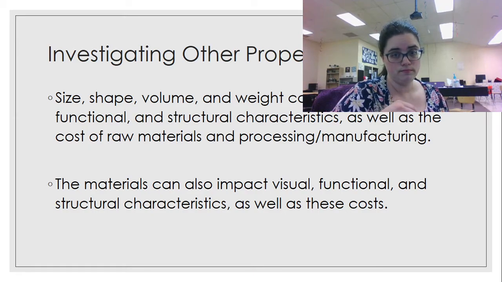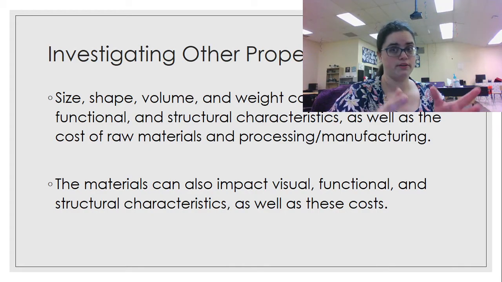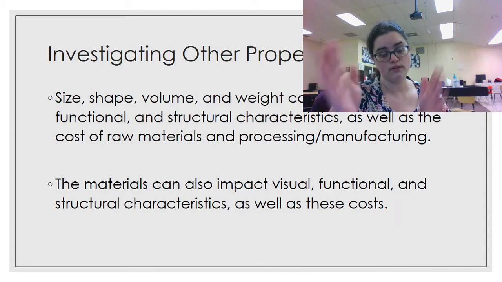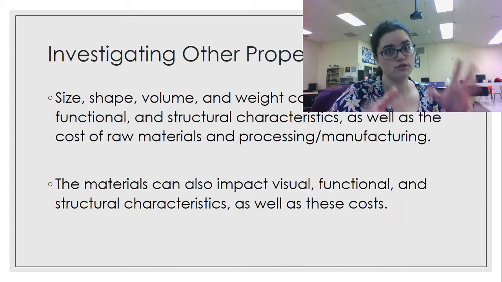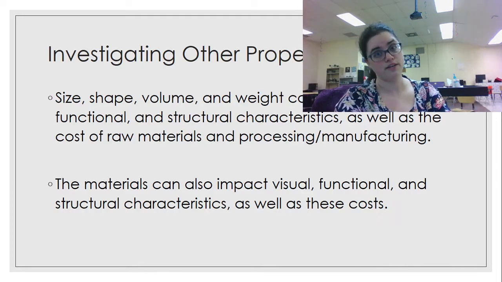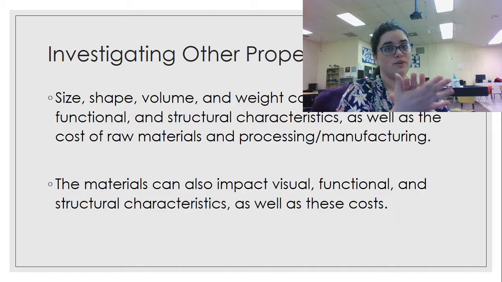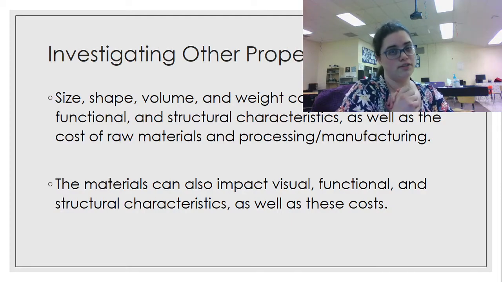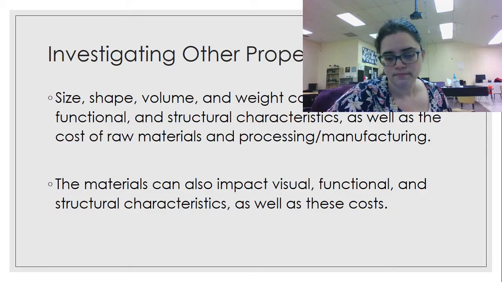So when you're thinking about making a product, the size you make it, the shape, the volume, the weight, can all impact what it looks like, the visual, functional, and structural characteristics, and the cost of materials, and the cost to process and manufacture it. But also what type of materials you pick can also impact all the same things.